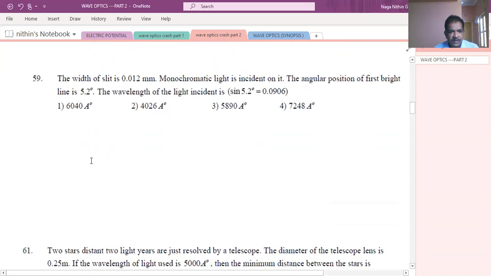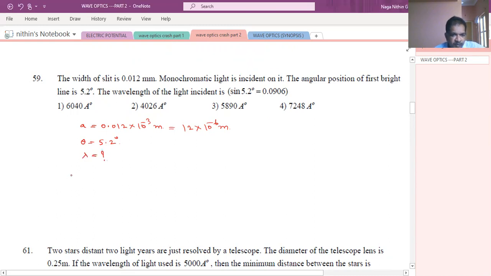See the next question. Width of the slit is 0.012 into 10 power minus 3 meter, but 12 into 10 power minus 6 meter. Angular position of the first bright line, they gave it as 5.2 degrees. Okay, what is the wavelength of the light incident?